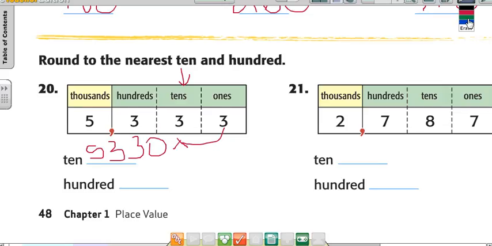Now it says round to the nearest hundreds. What number's in the hundreds place? 3. The first one here. Am I working with a 5 yet? No. I'm not working at thousands yet. Look at the number to the right. What does the 3 say? So that 3 stays the same. And replace these 2 numbers with? 0. So if I round 5,333 to the nearest tens, I get 5,330. If I round it to the nearest hundreds, I get 5,300. Now we can do 21.